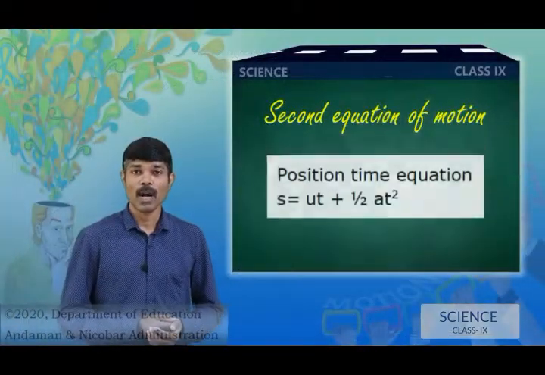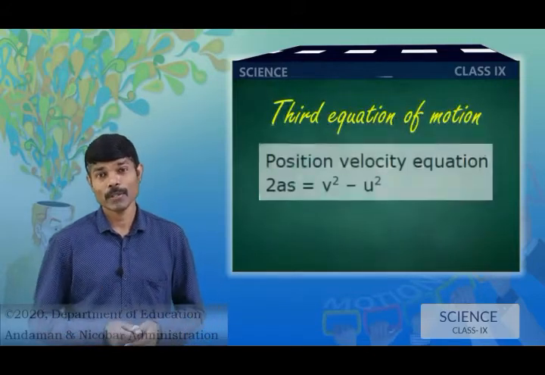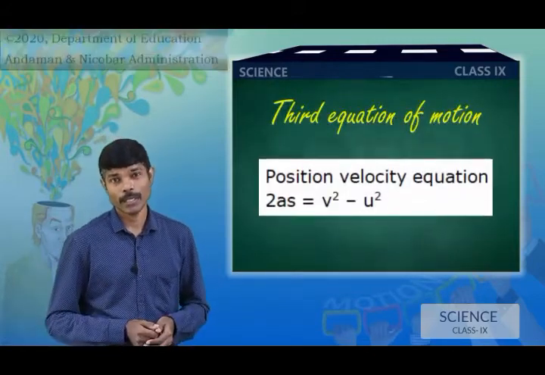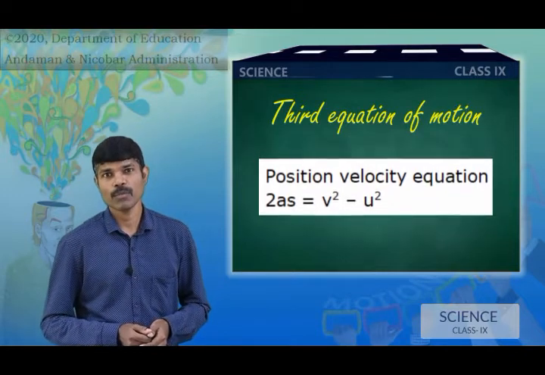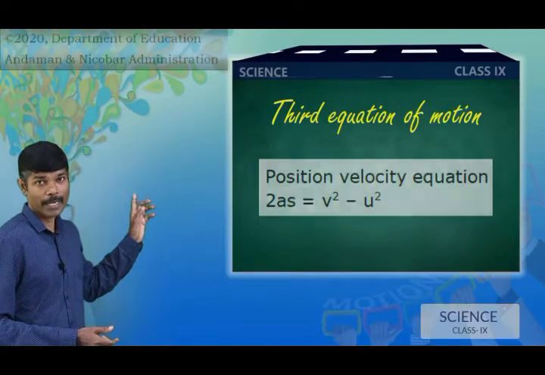Hope you understood how the second equation is arrived at. Now we will see the third equation, that is the position velocity equation: 2as is equal to v square minus u square. Now we will see how this equation is derived.